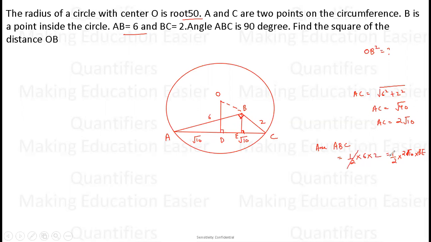Now you can see half and half gets cancelled out. 2 and 2 gets cancelled out. Students, from here we will get the perpendicular BE, which comes out to be 6 divided by root 10. Now students, I'll write it here. BE is 6 by root 10. मैं यहाँ छोटा सा लिख देता हूँ, 6 by root 10.